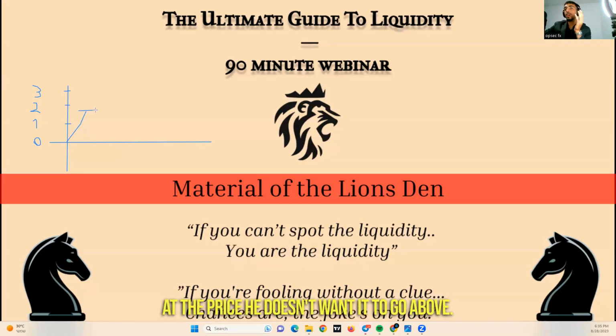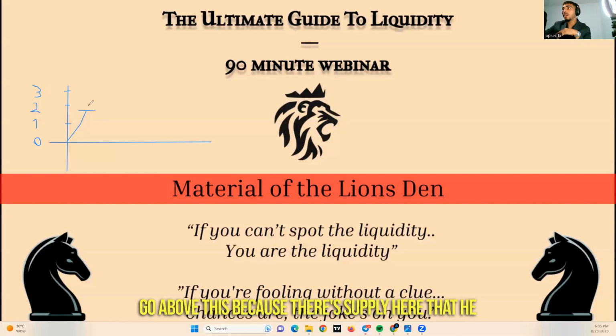At the price he doesn't want it to go above. So let's just say he doesn't want it to go above this because there's supply here that he does not want me to interact with. What he's going to do is offer me the supply over here at this price. And no matter how much I buy, price is not going to go above this point unless he runs out of money. So now it's just going to be a competition. Who runs out of money first? Let's just say I ran out of money first. Now I'm at his mercy. So now he can drop price down to here if he wants.